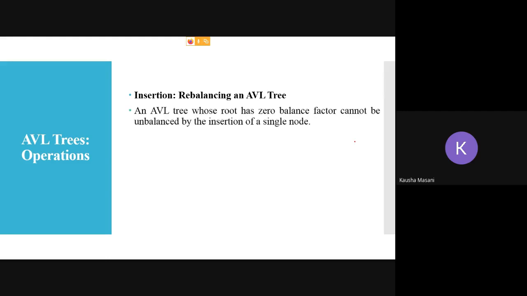Now, how are you going to do that? See, an AVL tree whose root balance factor is 0 cannot be said to be unbalanced after the insertion. Why? Because the root balance factor is 0. That means it is a perfect AVL tree right now. It is not imbalanced at all. So if you are getting balance factor 0 at the root node, you do not need any rebalancing.